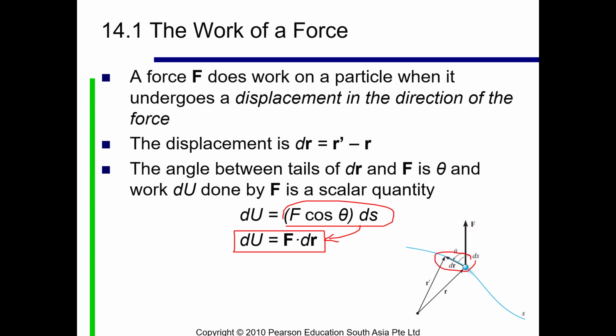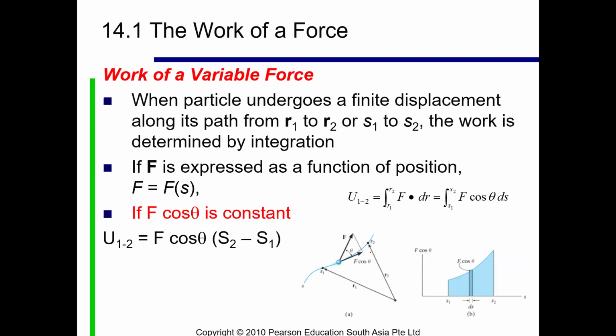Now this is happening here for the small patch. If you want to extend it to a bigger path, I say that the particle starts moving from this location and goes like this to another location. So there are many small patches involved like that, right? When you have many small differential elements involved, how do you take the total work done in this case?